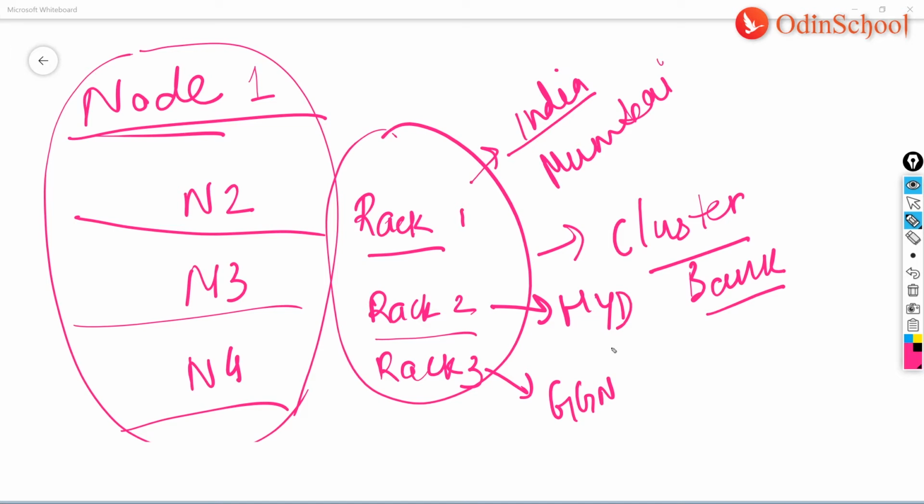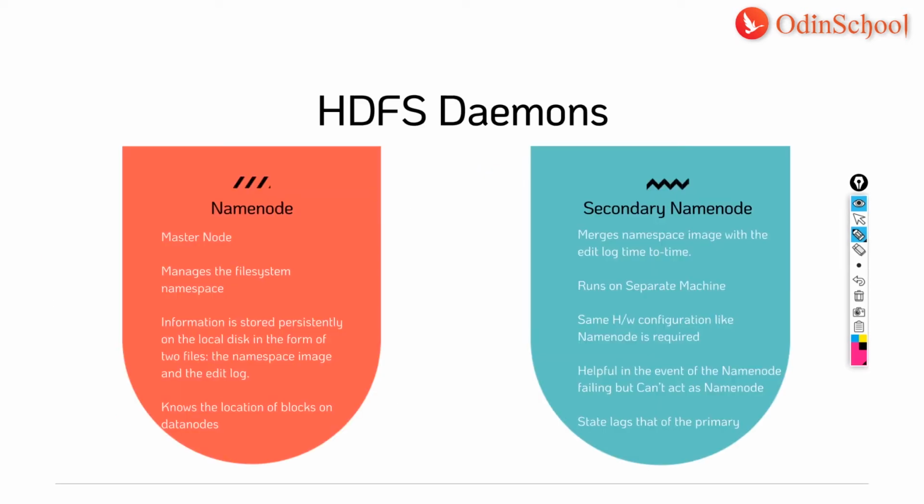So, keeping this in mind, let us see the daemons of HDFS. There are 4 daemons of HDFS. The very first one is name node. The second one is secondary name node. The third one, which was introduced in Hadoop release 2, is standby name node. And the fourth one is data node.